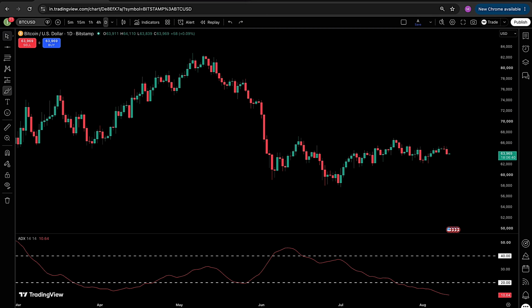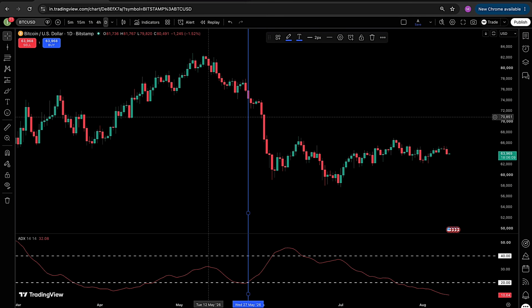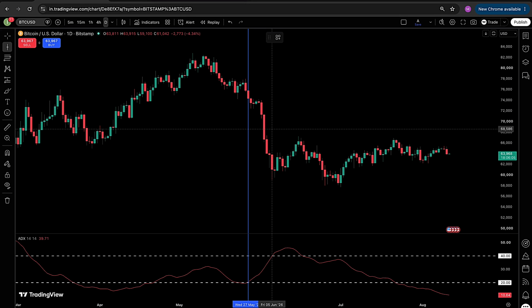Now what I will do here is draw a vertical line. Where will I draw it? Whenever it has gone above 20, look here. When did it go above 20? It went here, on this candle. So what I will do is drop a vertical line here. Then, where did it go to 40? Look here. It went to 40 here.